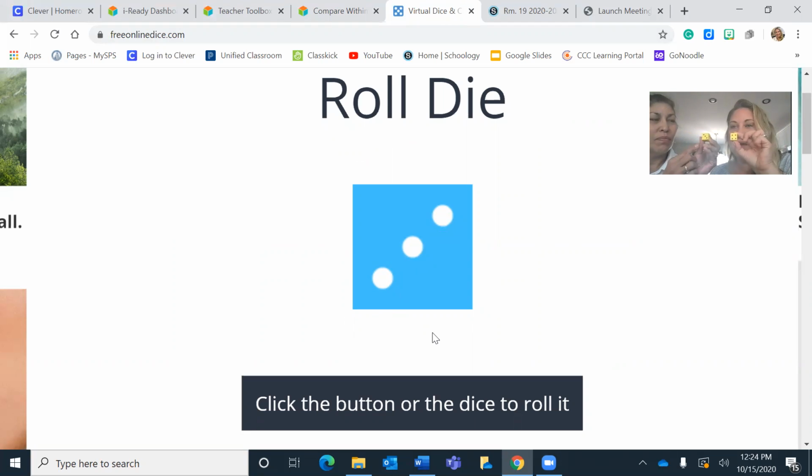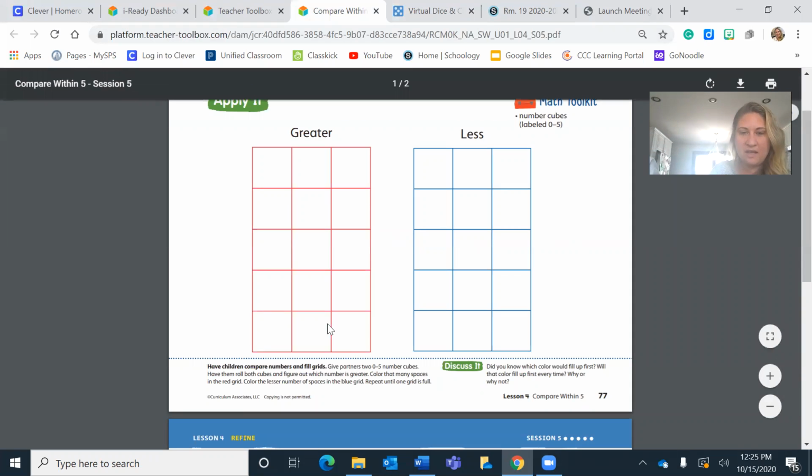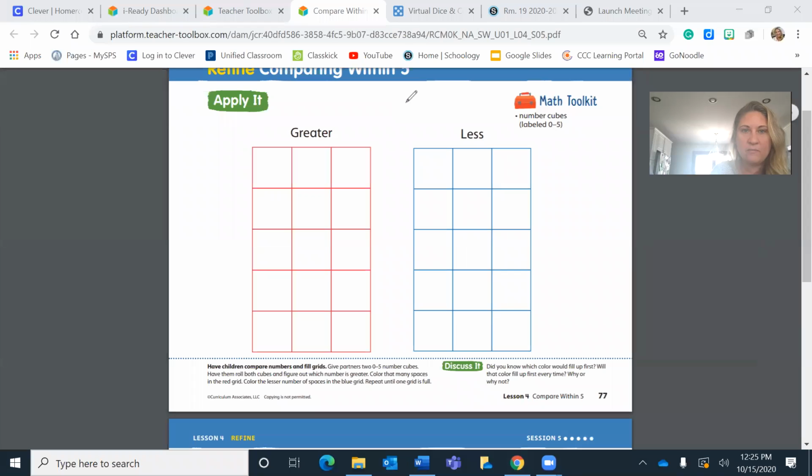So let's look and compare our two dice. Which one shows more, the greater amount? 1, 2, 3, 4, and 1, 2, 3. Mrs. Alexander has more. So I'm going to go over here and I'm going to color in 4 squares. I'll do it in red.